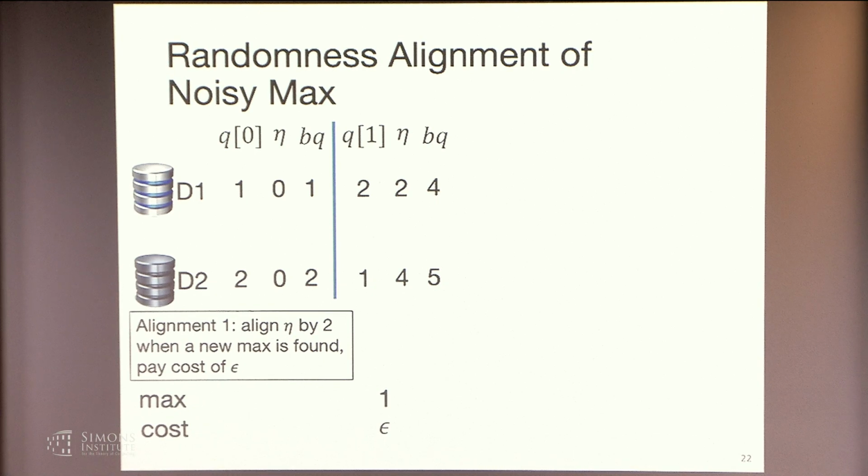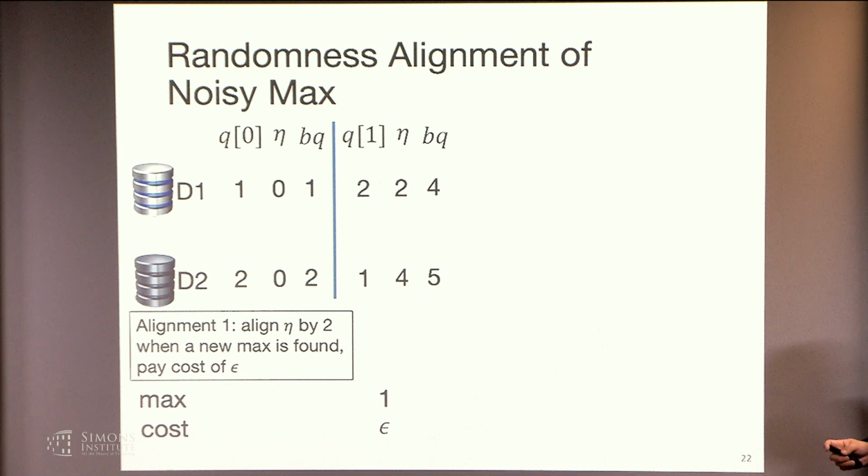So let's reuse the alignment idea. That's the key idea behind this kind of proof. A proof boils down to generating an alignment for the noise in the system. This is actually the best alignment we can get in the LightDP system. The alignment strategy is to align the random noise, the adder, by exactly 2 when a new max is found on the original database D1. So we look at the execution on D1 and try to construct this alignment along the way. This is the best strategy we can come up with in the LightDP system.